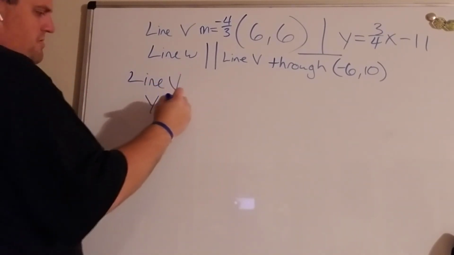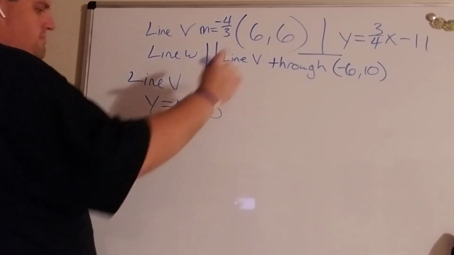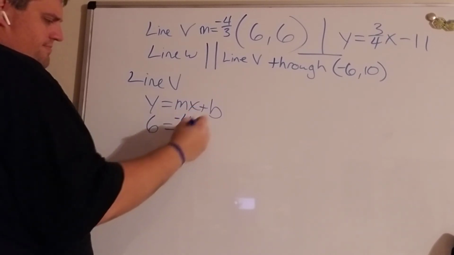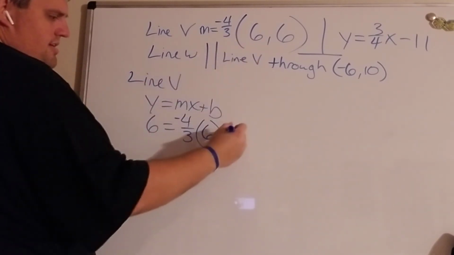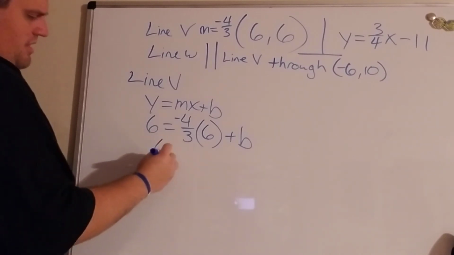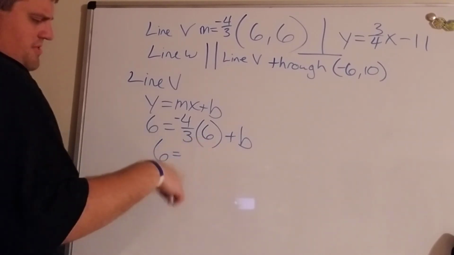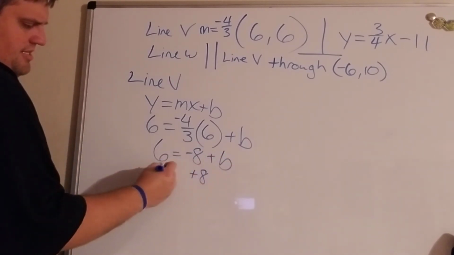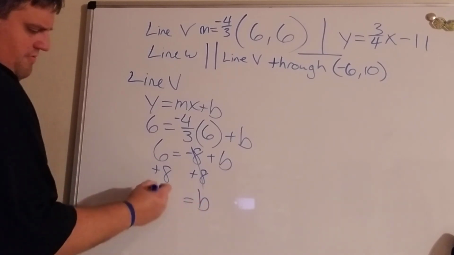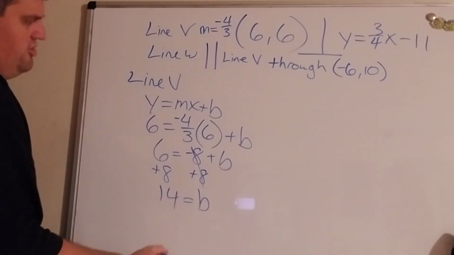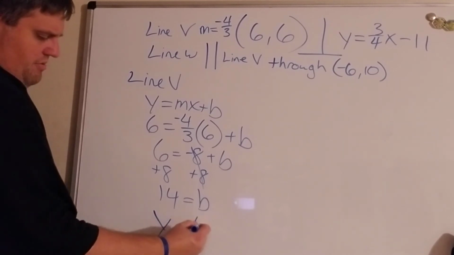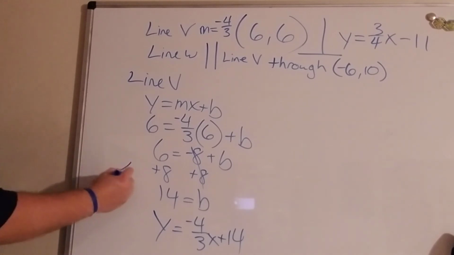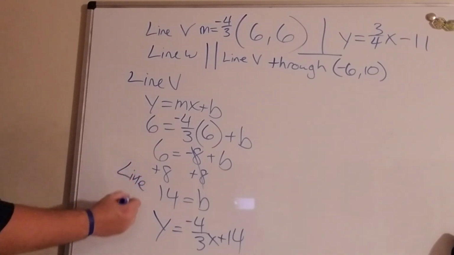So we got y equals mx plus b. Plug in my point. 6 is the y, -4/3, 6 is the x plus b. Let's see, -4/3 times 6 is -8. Then add 8 to both sides, and b equals 14. So the equation for line V is going to be y equals -4/3 x plus 14. Line V.